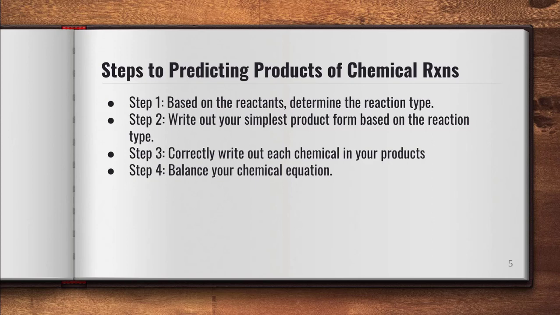Step 2 is to write out the simplest product form based on the reaction type. So if you remember, we talked about how synthesis, for example, is A plus X yields AX, or decomposition AX yields A plus X. We need to write our product in the simplest form. Step 3 is then correctly write out each chemical in our products using the nomenclature rules that we've talked about. And when we're done, we should be able to go through and balance our chemical equation. So lots of different steps that are required for this, but if you're good with these, then you should have no problems balancing chemical equations.